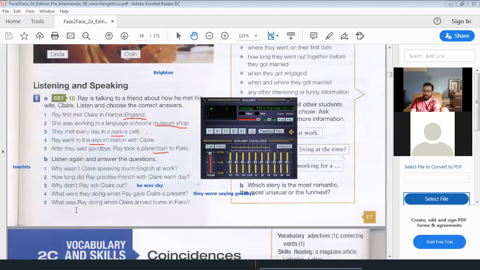And the last part here, what was Ray doing when Claire arrived home in Paris? Because he arrived there before she did. So he was waiting in front of her flat door. Okay, so these were the answers. So this was the story of Claire and Ray, how they met and how they got married.